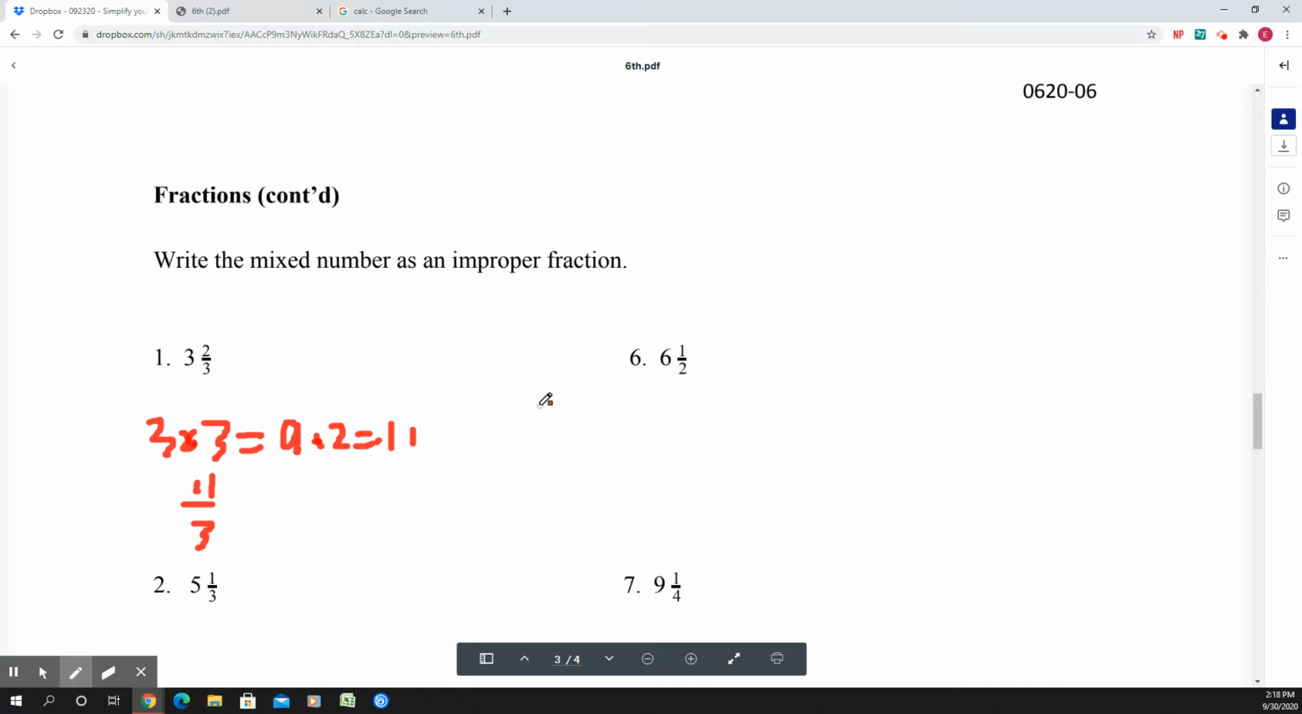We can do that one more time. So 6 times 2, what's 6 times 2? It's 12. And then you add 1, which is 13. And then you put it over 2. So the answer for this is 13/2.